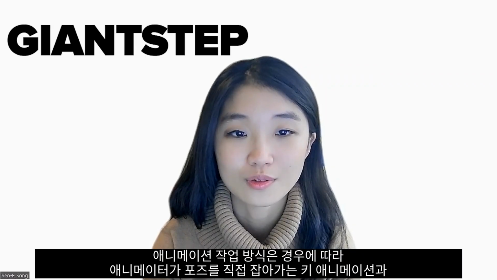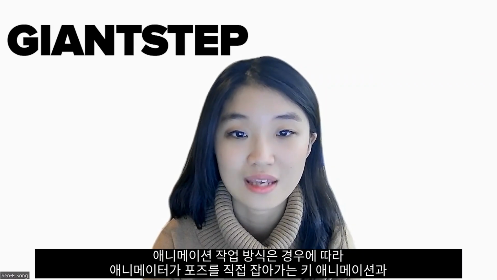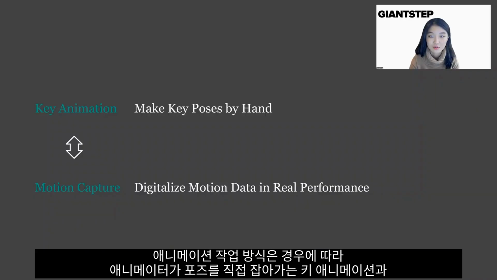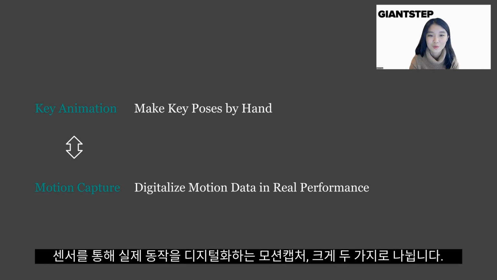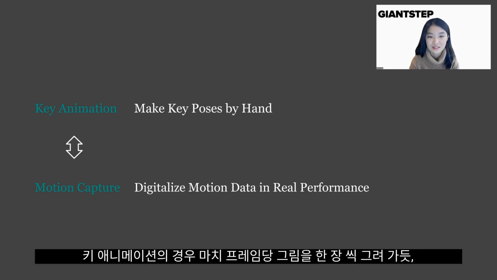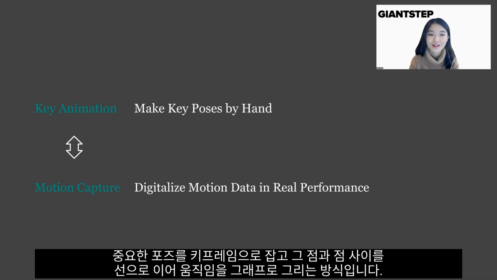The animation workflow is separated into two main types: key animation, which the animator poses directly, and motion capture, which digitalizes movements from traditional acting via sensors. In the case of key animation, it is like drawing a picture per frame, like traditional 2D animation, establishing keyframes with the frames that feature major poses, connecting the key poses, and making the character come alive.